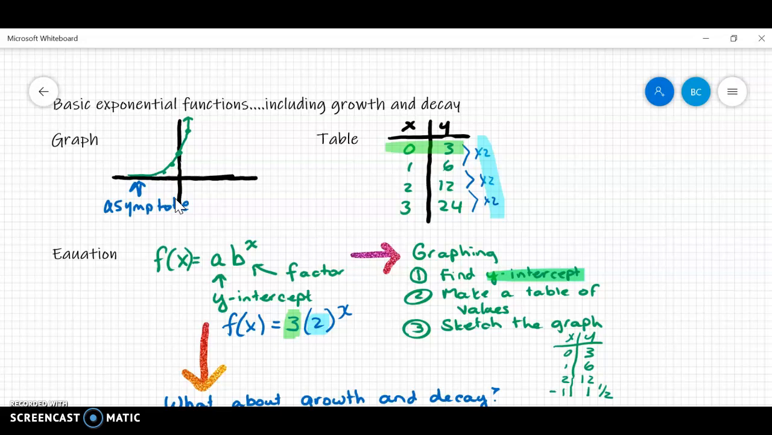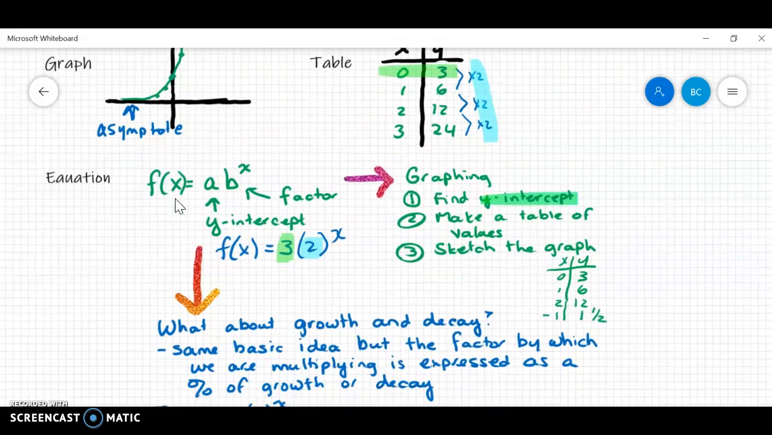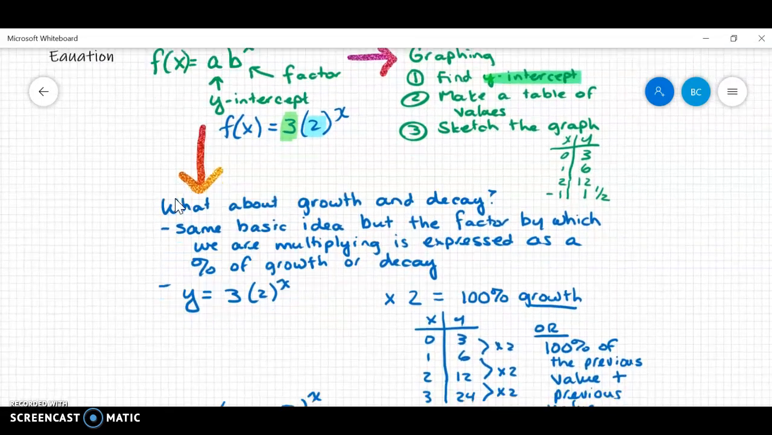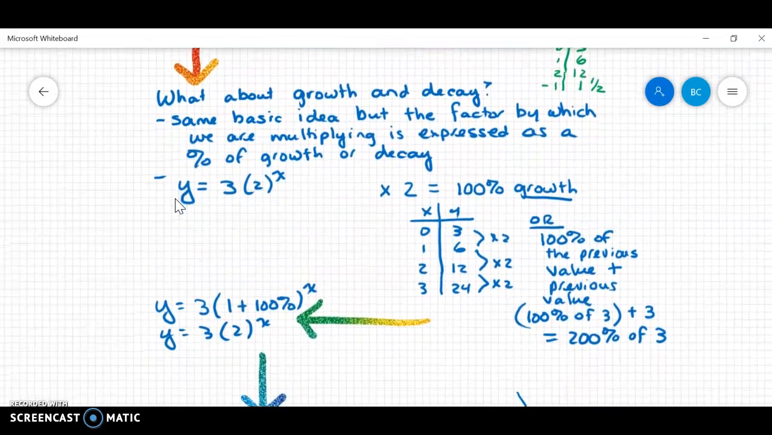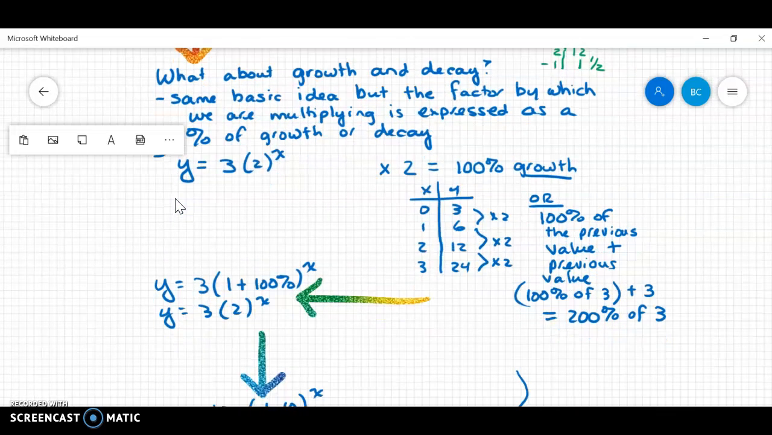So those are basic exponential functions, and that piece of it, again, we should try to be really comfortable with that. From there, what starts to cause some confusion is, what about when we're talking about growth and decay?